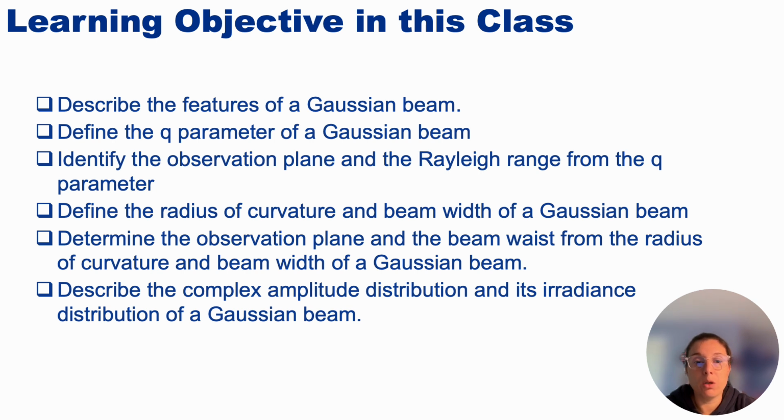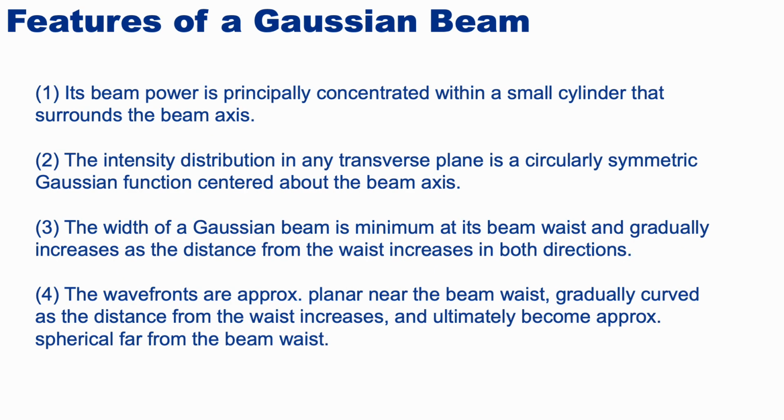And we're gonna be able to define the radius of curvature and the beam width from the Gaussian beam. And we're gonna use this as our independent variables to estimate the observation plane and the beam width of the Gaussian beam. And finally, we're gonna introduce the complex amplitude distribution and its radial distribution of a Gaussian beam. So let's talk a little more about what a Gaussian beam is.